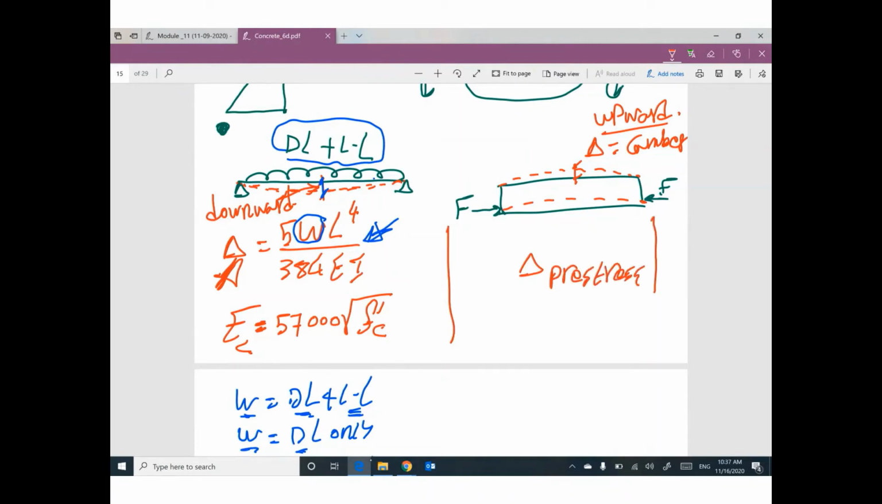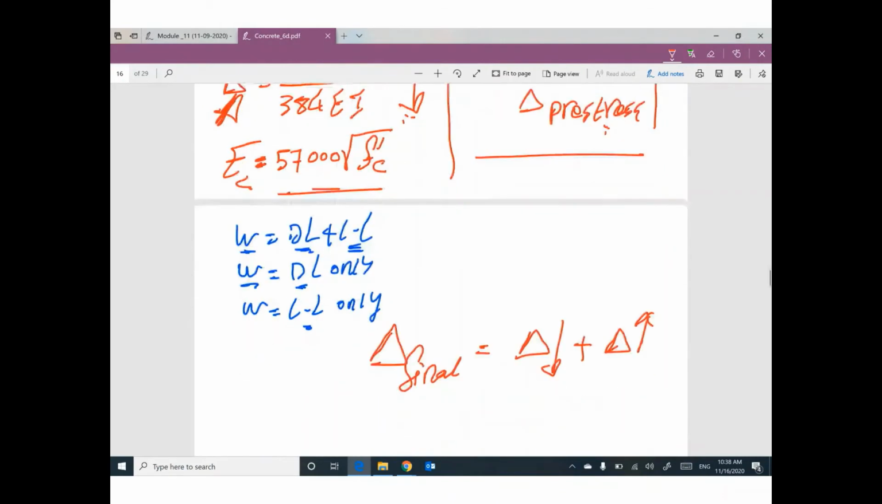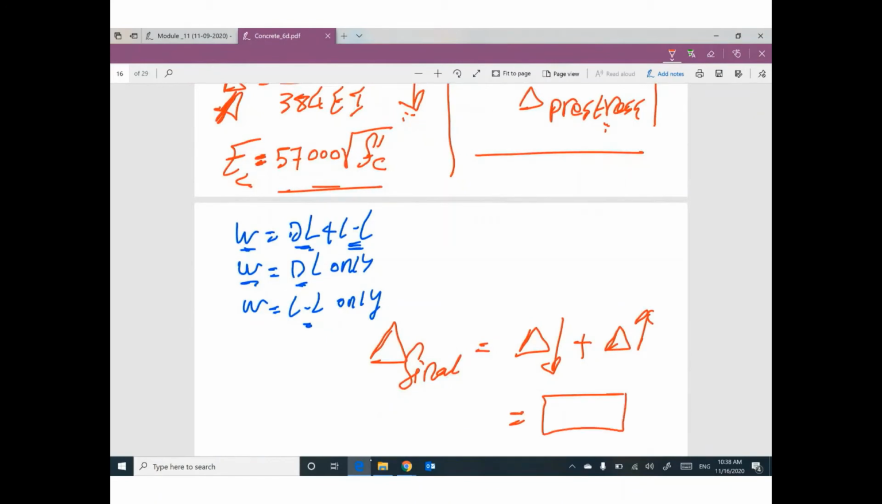This one is upward, this one is downward. This one is alone, this one is alone. That means the final deflection will be this one, which is downward, plus this one, which is upward, and you need to tell me the final deflection: is it upward or downward? So which one is bigger? This is the meaning of superposition.